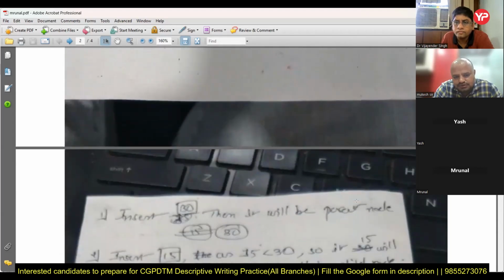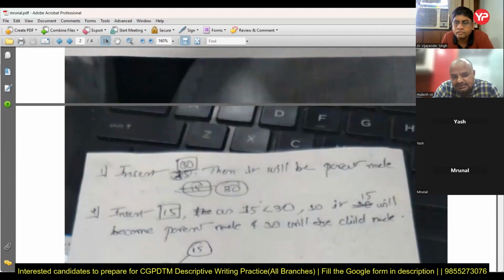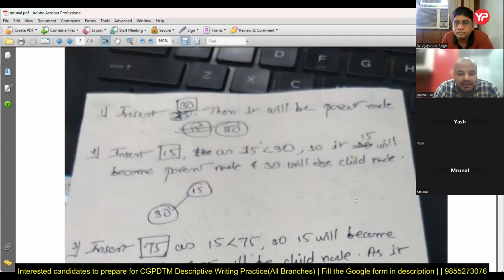Hardly, it will take 20 seconds. So you have to write the examples of min heap and max heap. Again, if you start with a new sub-problem, that is constructing a min heap, then you have to make a heading for that part. Now you are writing here: insert 30.